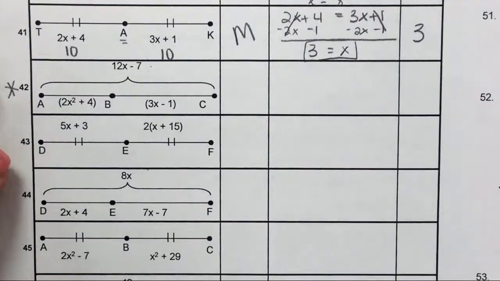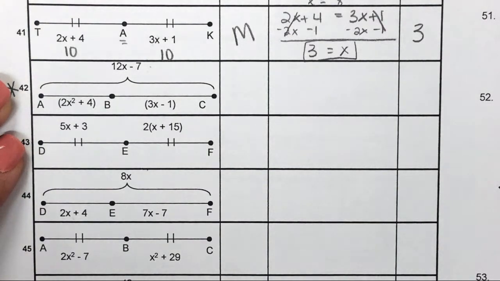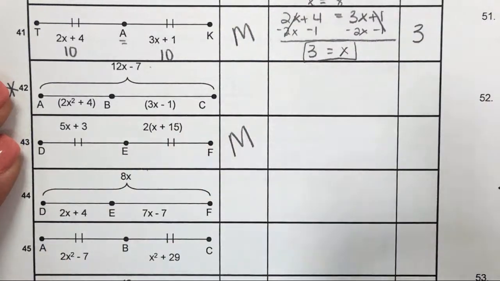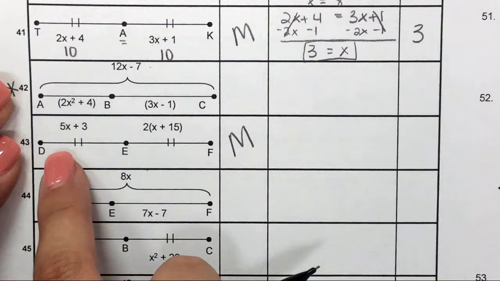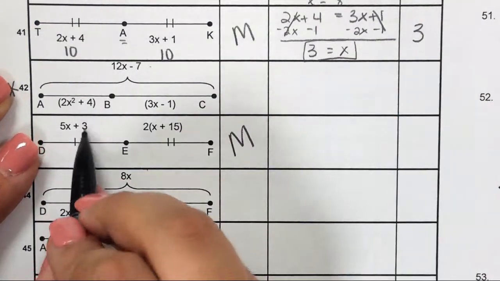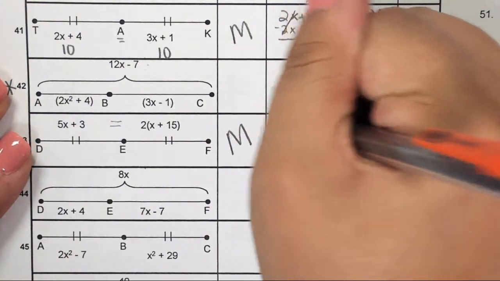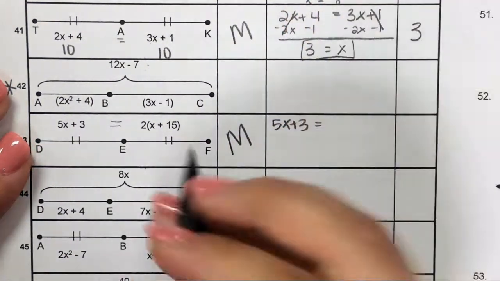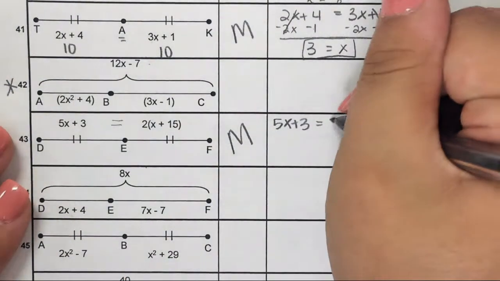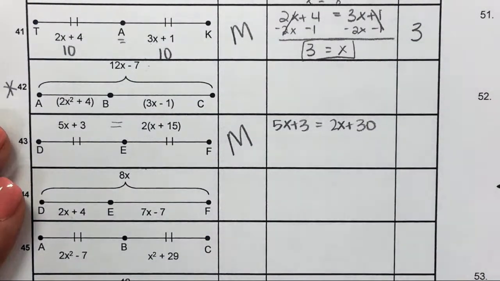Number 43, what type of problem is this? Oh, 43. This is again midpoint. How do we know? And it doesn't really matter. You see how there's 2 of them? That doesn't matter. You could just put 1. It doesn't matter how many there are there. So what do I know about these two things? They're equal. 5x plus 3. Are you okay with me distributing this out? What's it going to equal? Yeah, make sure you put plus 30 and not 15.